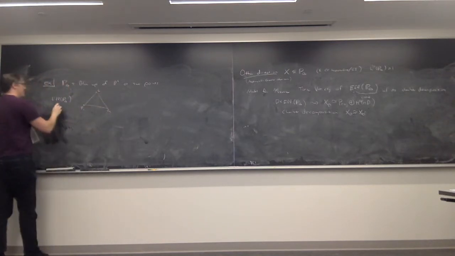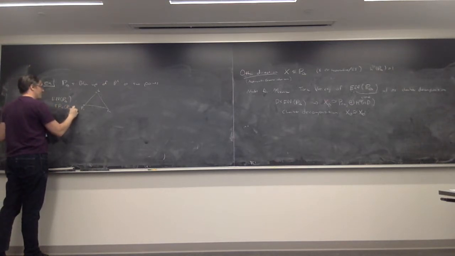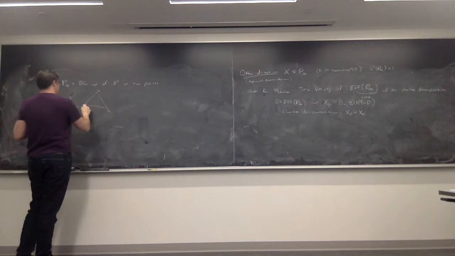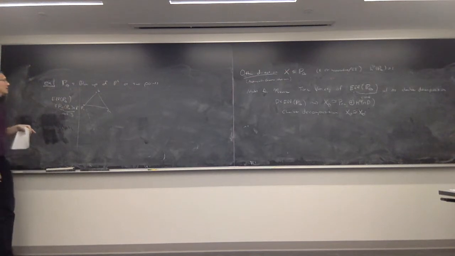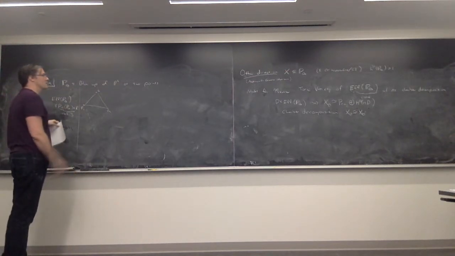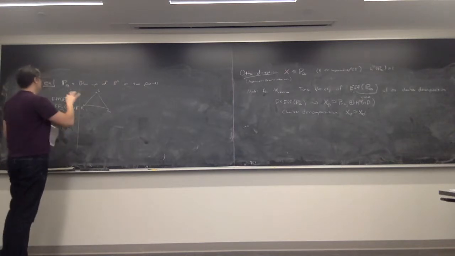And this whole thing should be sitting inside the Picard group tensor R or tensor Q, which in this example is going to be rank 3. So when I say this is my picture for the cone, it's this three-dimensional cone right here. And then what's the chamber decomposition? You can just do explicit calculations here, but you know geometrically what should happen.